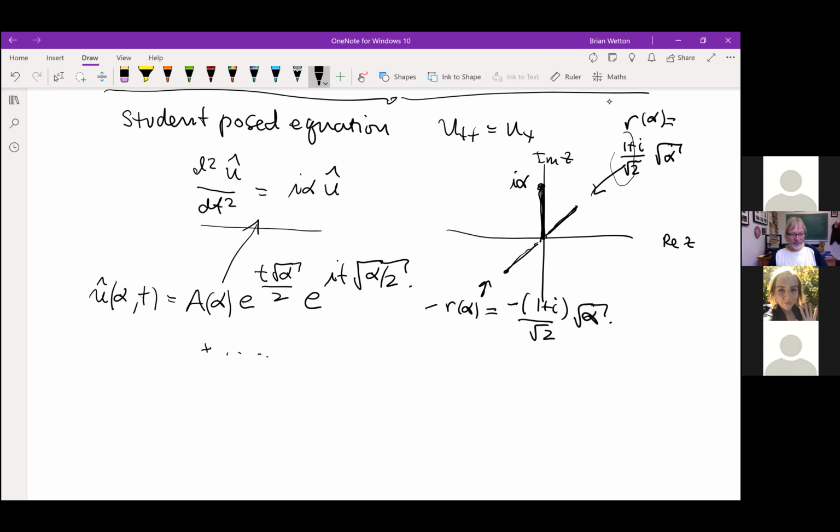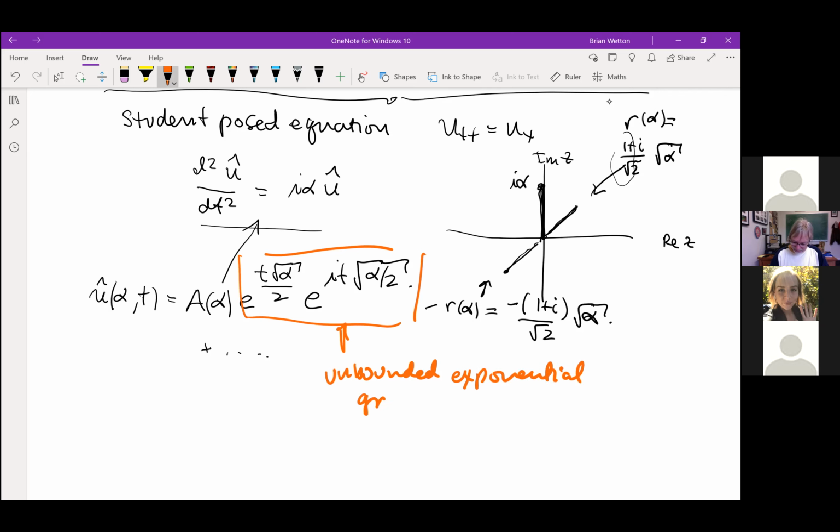Okay, so there you go. You got that behavior, and now you can see it doesn't grow as fast. The exponential growth doesn't grow as fast in alpha, but it's still unbounded. This is unbounded exponential growth. So this problem is ill-posed.